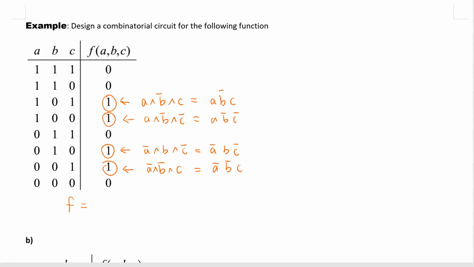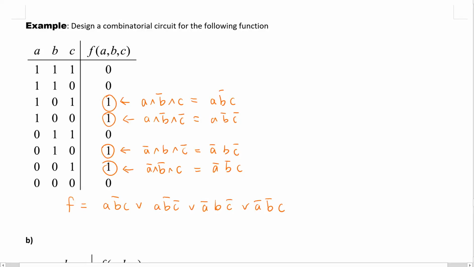So that's why F equals A, B bar, C, or A, B bar, C bar, or A bar, B, C bar, or A bar, B bar, C. So far, so good, everybody. And we can use this information to construct combinatorial circuits.